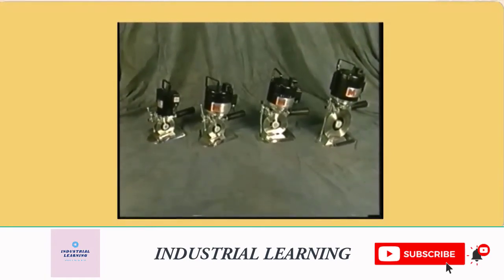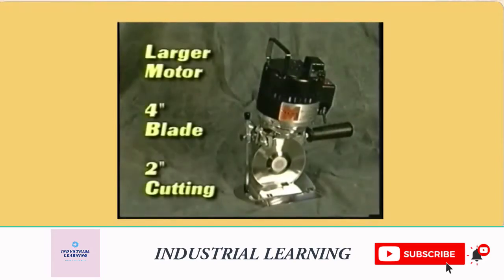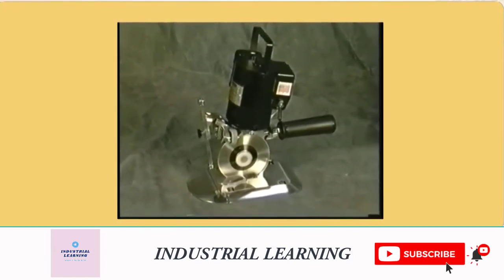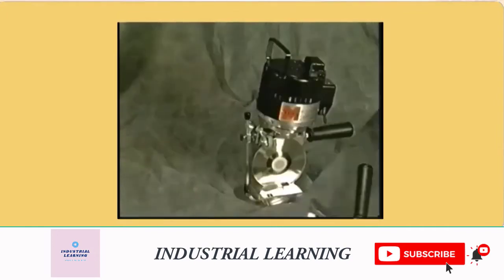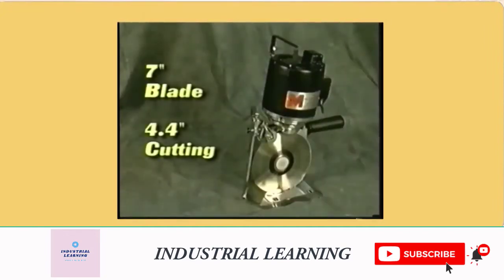The 4 models available are called the Model 44, Model 54, Model 59, and Model 87. Model 54 combines our larger, more powerful motor with a 4-inch blade and 2-inch cutting capacity for easy maneuverability while cutting heavy, dense material. Model 44 has the same blade size and capacity with a smaller motor for cutting lighter lays of most materials. Model 59 is the industry standard, a 5.25-inch round knife with 3 1/8-inch cutting capacity. And Model 87, with its 7-inch round blade and 4.4-inch capacity, is for the largest, most rugged jobs.